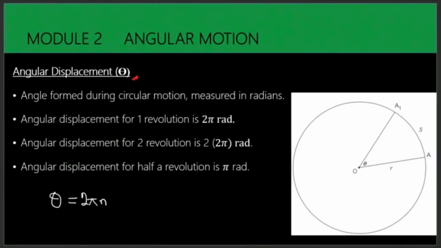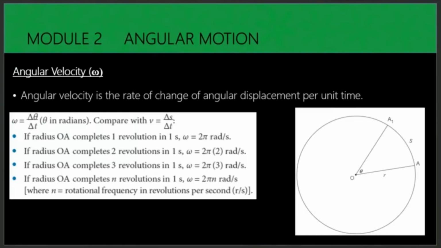So with two revolutions, you multiply by what? By 2, and with 3 revolutions, we multiply by what? By 3. So that is the formula there. That's the empirical formula. The next one is the angular velocity.